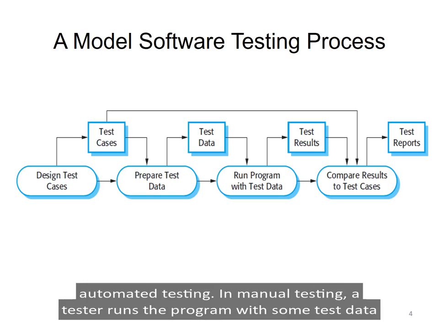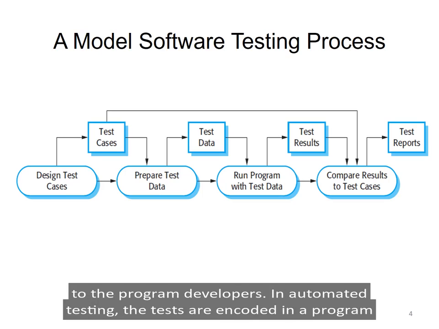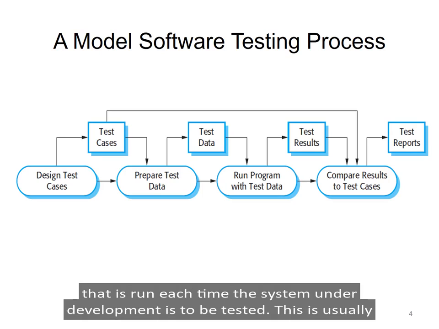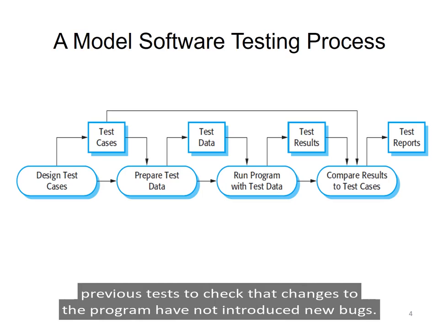In manual testing, a tester runs the program with some test data and compares the results to their expectation. They note and report discrepancies to the program developers. In automated testing, the tests are encoded in a program that is run each time the system under development is to be tested. This is usually faster than manual testing, especially when it involves regression testing, rerunning previous tests to check that changes to the program have not introduced new bugs.